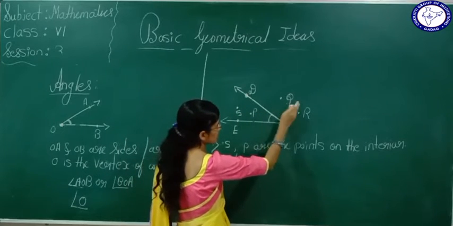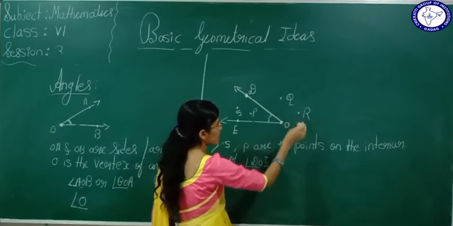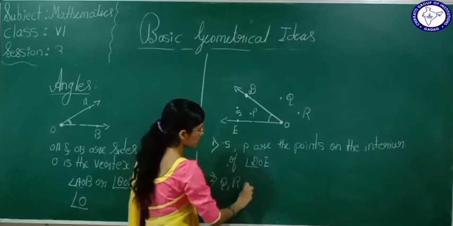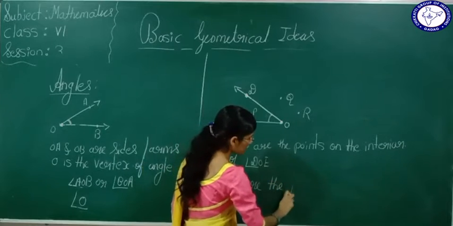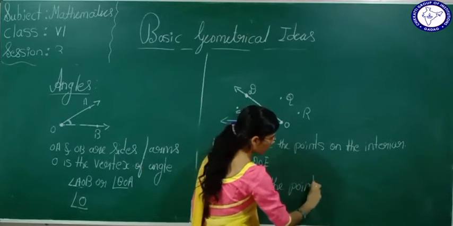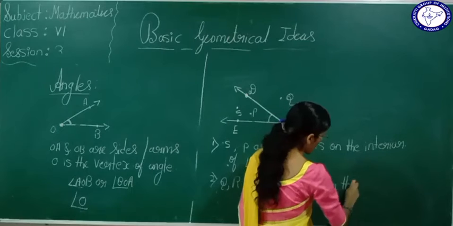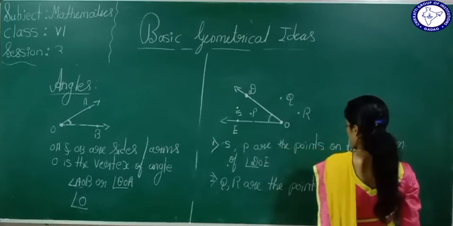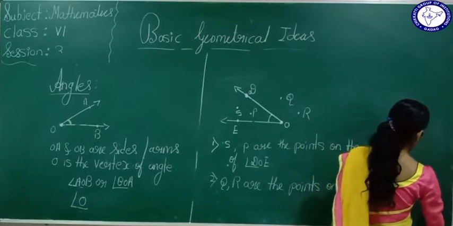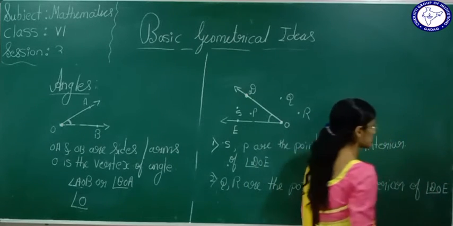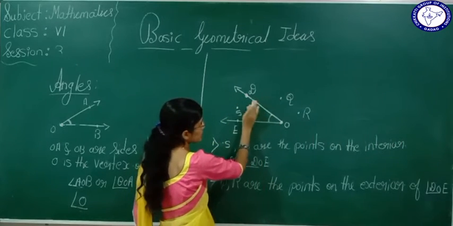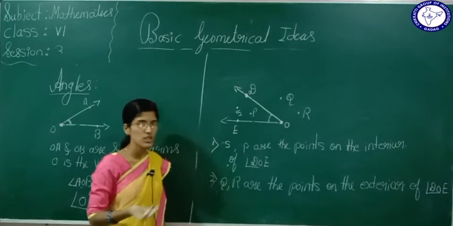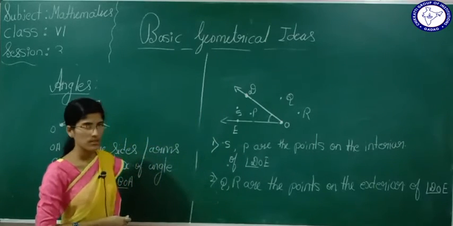So what about Q? Where are points Q and R? See here, Q and R are the points on the exterior of angle DOE. Exterior means outside. See here, leaving this, the rest is nothing but exterior. Here points Q and R are the points on the exterior of angle DOE.